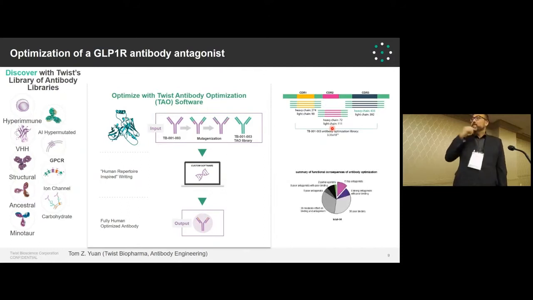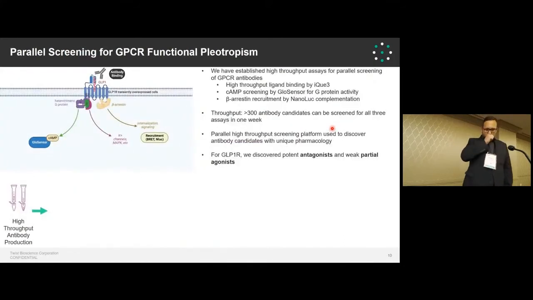So after the whole synthesis and panning process, we scaled up the top 94 binders and did binding and signaling assays, and we found 11 optimized antagonists and actually 2 partial agonists where the antibodies switched into activators of the receptor.